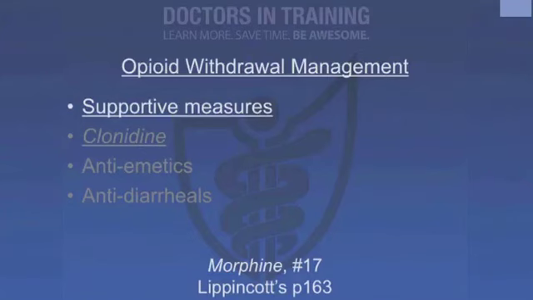Now, you can use a few medications to help alleviate some of the symptoms. Things like clonidine can help reduce anxiety and muscle aches and some of the sweating and the runny nose. Antiemetics can be used to help with the nausea and the vomiting. And antidiarrheals can also be used, though you probably don't want to use a lot of opioids because you're trying to get people off of these medications anyway.